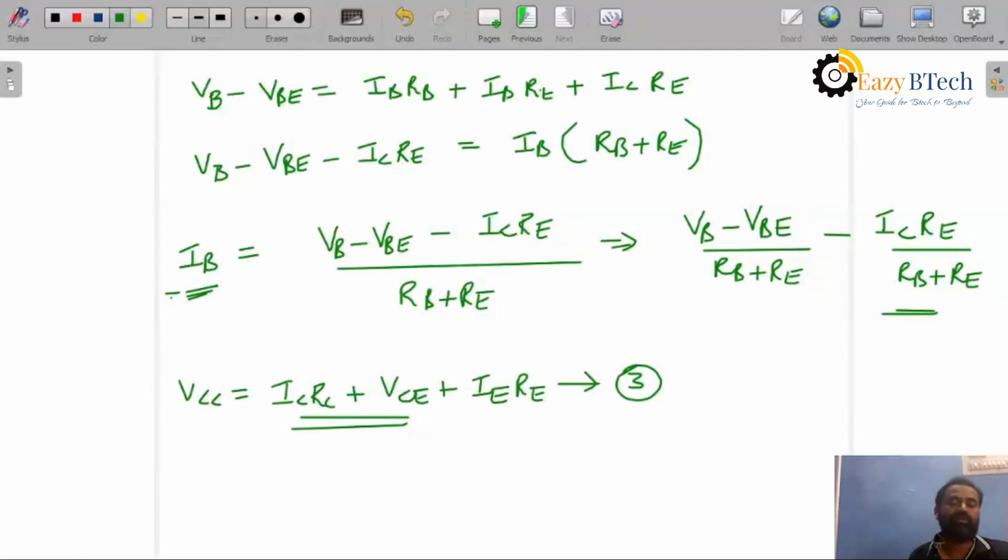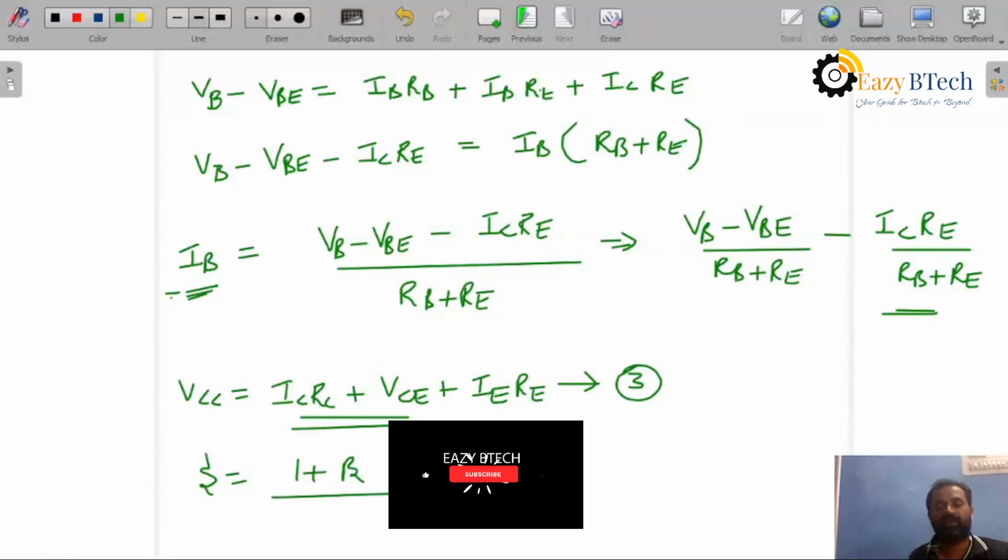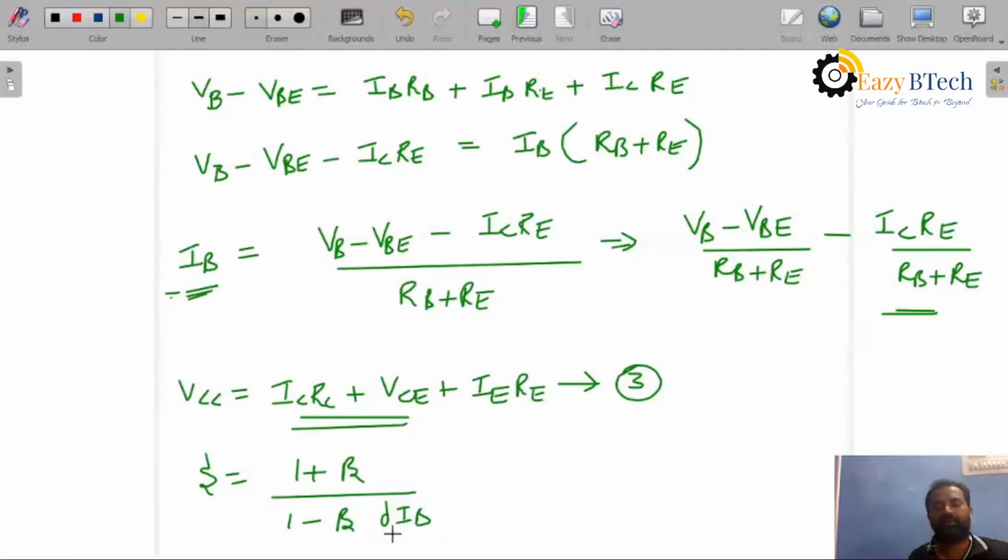Now to find the stability factor, what is the formula? The stability factor S is 1 plus beta by 1 minus beta times dIB by dIC. We got the value of IB. Now differentiate this IB with respect to IC.